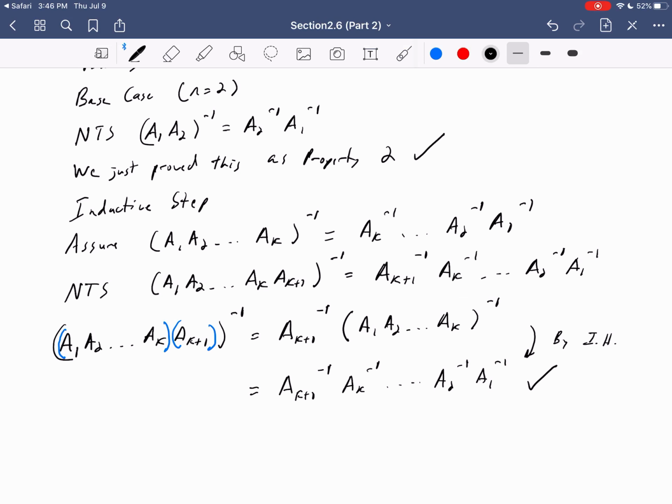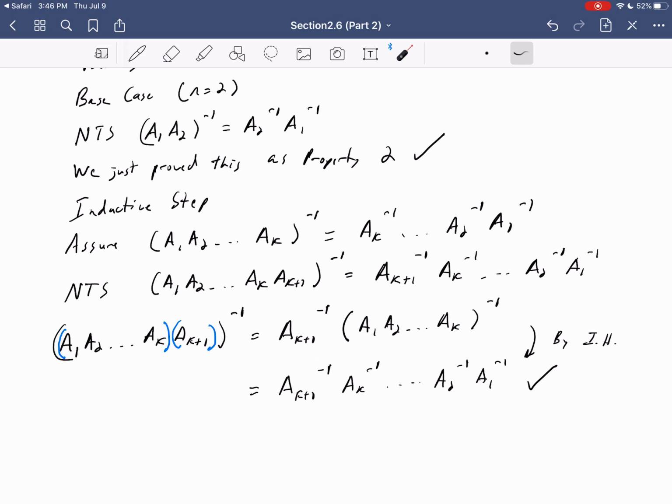So we're all done there. So this shows us that if all of the individual matrices are invertible, so again, they all have to be invertible. This doesn't work if some of them are not invertible. But if all of the individual matrices are invertible, then you can invert their product by simply taking the inverse of each of them and multiplying them in the reverse order here.